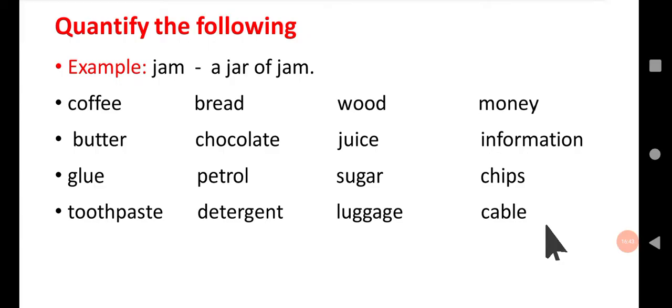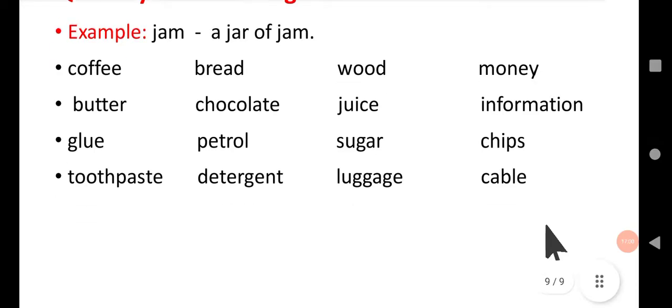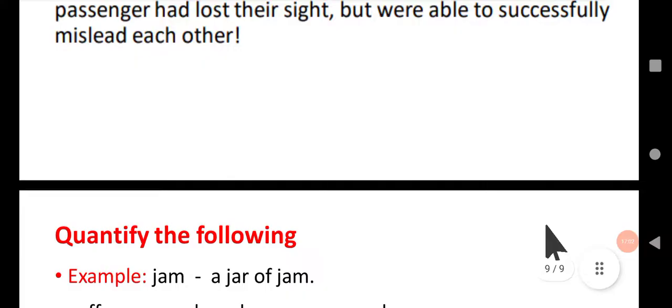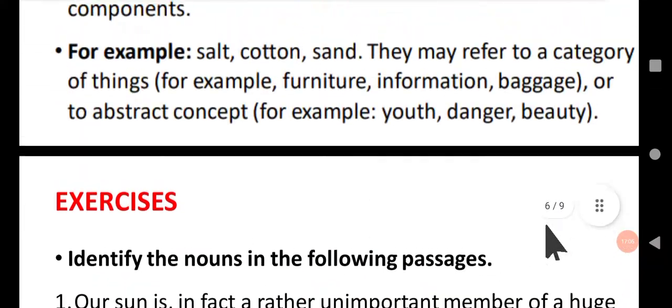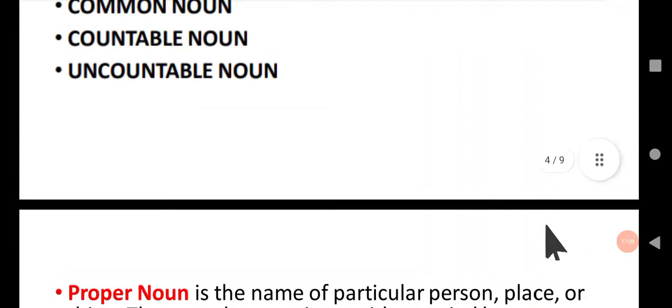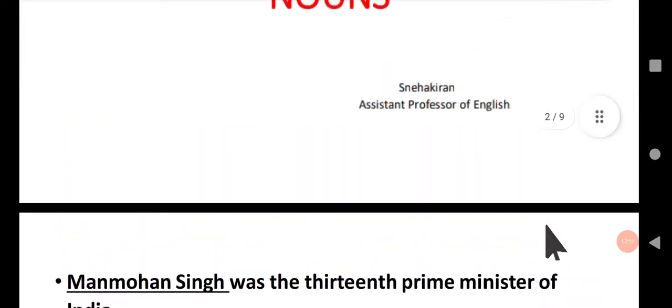Or instead we can also go with circles of cable. Is that fine? 10 circles of cable or 10 meters of cable. Or instead we can also say rolls of cable, 10 rolls of cable. Okay, right. So these are the two examples and two exercises you have got. One is underlining the nouns, another one is quantifying the uncountable nouns. Okay, so those are the two exercises you have for your examination.